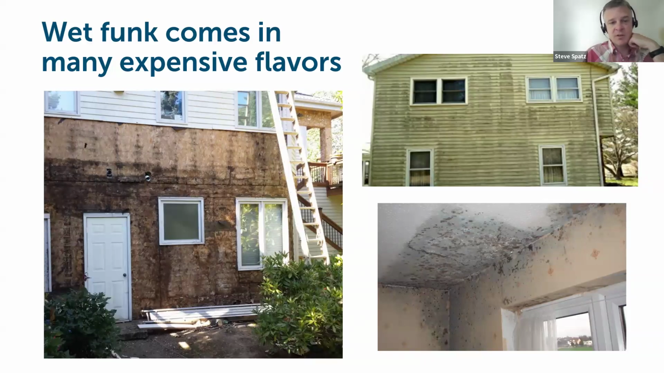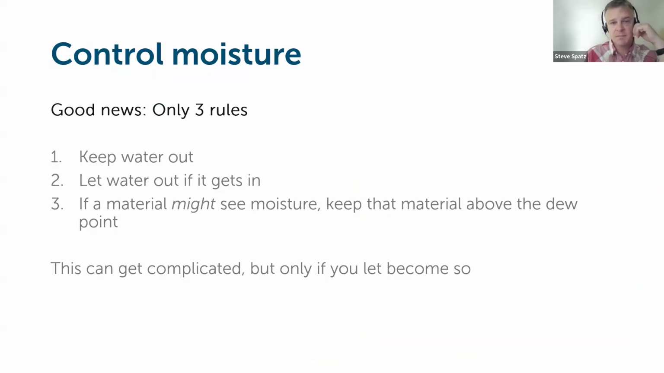This damage can occur in short order. The houses here in these examples with the siding are not 100-year-old homes. Those are 20-year-old, 30-year-old homes that this type of damage is occurring on, perhaps even less. So three critical rules: keep water out. If water gets in, give it a pathway to get out. And if the material might see that moisture or that water, keep it above the dew point.